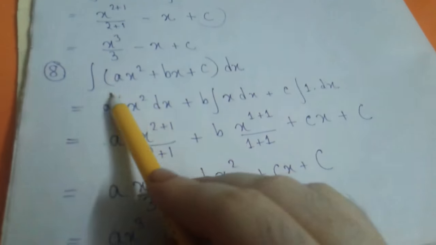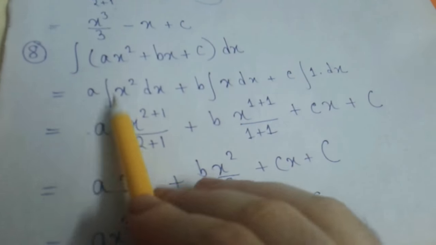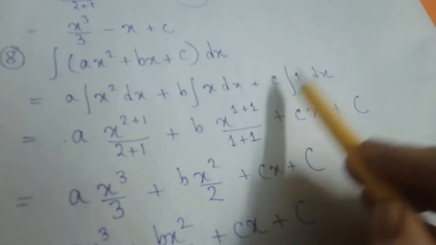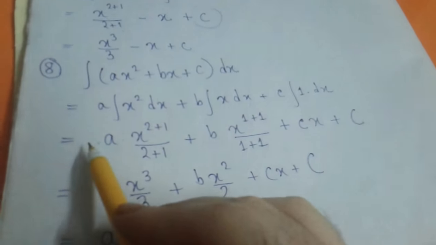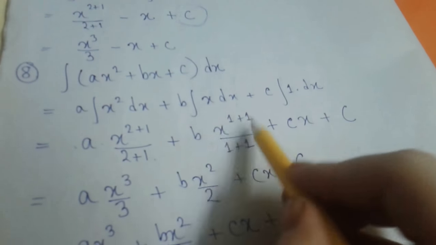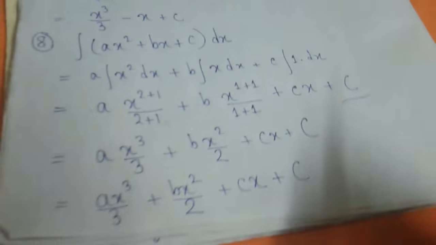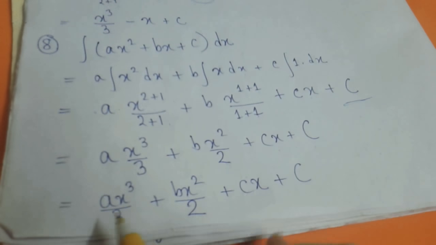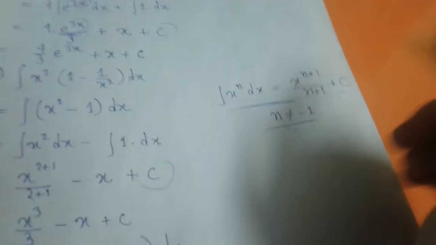Next problem, integration of ax square plus bx plus c into dx. Breaking it, equals to a into integration of x square dx plus b into integration of x dx plus c into integration of 1 into dx. Again using this formula, we have a into x to the power 2 plus 1 divided by 2 plus 1 plus b into x to the power 1 plus 1 divided by 1 plus 1 plus c into x, integration of 1 is x, plus constant capital C. Equals to a into x cube by 3 plus b into x square by 2 plus cx plus C, that is ax cube by 3 plus bx square by 2 plus cx plus C, using only this formula.